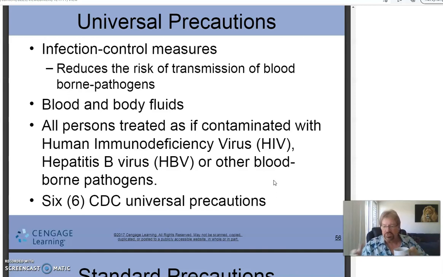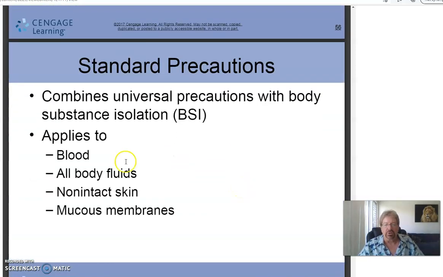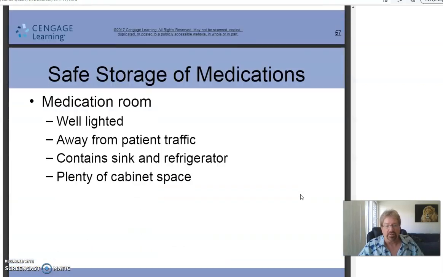That's what universal precautions means, guys, is treat all patients as though they're already infected. Why? To be safe. To be safe for you. The CDC universal precautions combine universal precautions with body substance isolation. It applies to blood, particularly blood, all body fluids, non-intact skin, mucous membranes, fluids such as urine, but particularly blood. That's why they call them blood-borne pathogens.